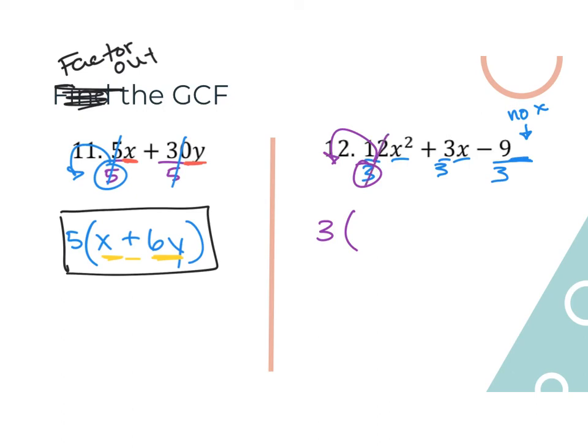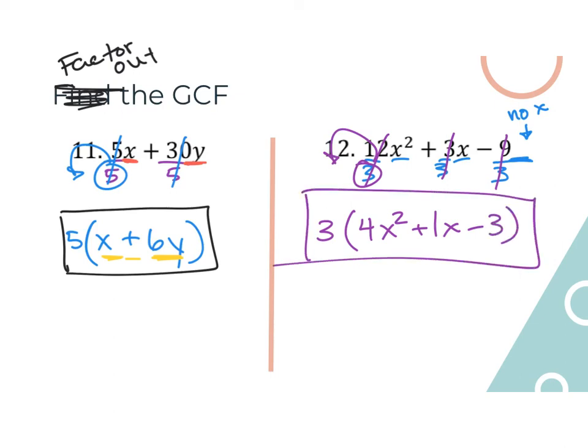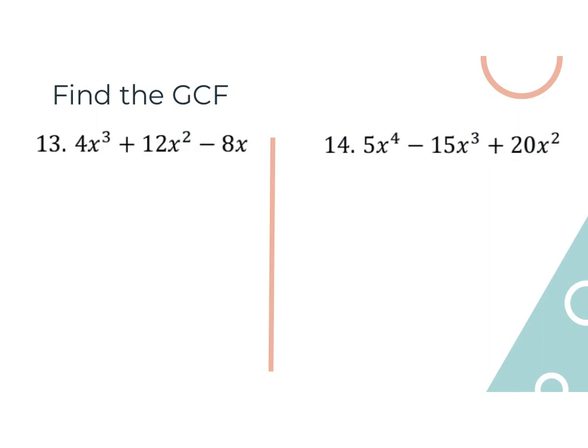Then 12 divided by 3 gives me 4. My x squared is untouched. 3 divided by 3 gives me 1. My x is untouched. And 9 divided by 3 gives me 3, and there are no x's there. So that is the factored form of that expression. The GCF was 3. That was the only thing I could take out.